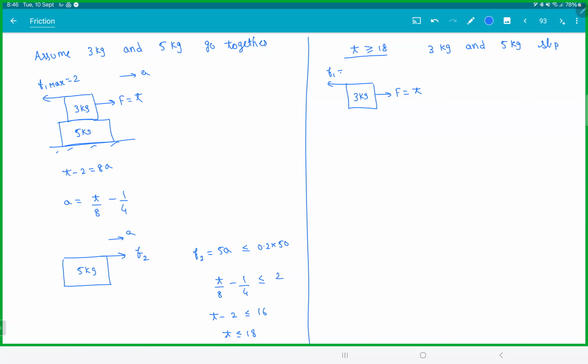So now we have F1 max 2 here. We also have F2 max here. This guy is how much? 10. So the acceleration of 3 kg is (t minus 12) by 3. F2 max is 10, so the acceleration of 5 kg is 2.